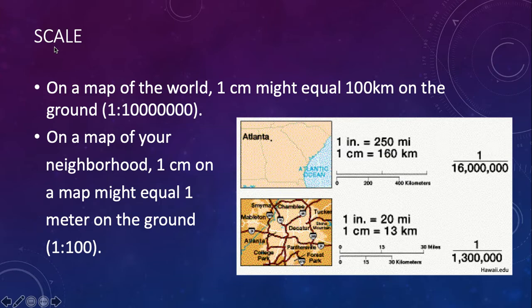On a map of the world, 1 centimeter might equal 100 kilometers. And that would be shown as 1 to, looks like, 100 million. But on a map of your neighborhood, 1 centimeter on a map might equal 1 meter on the ground, and that would be 1 to 100.